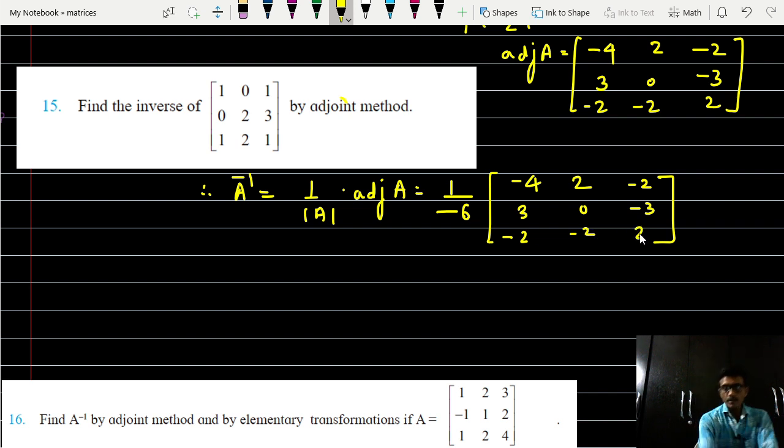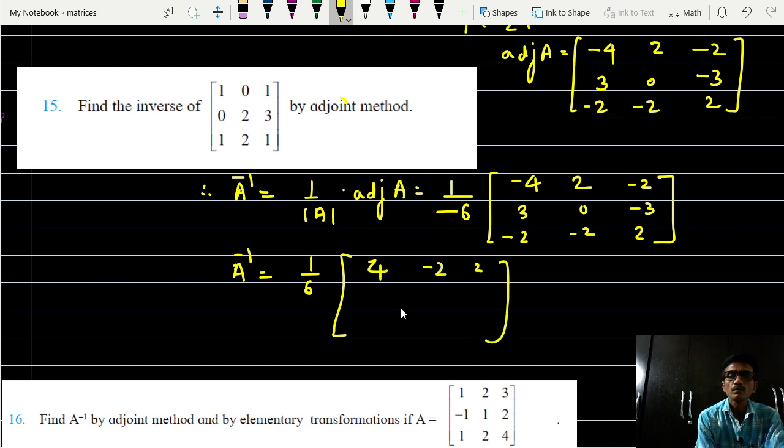We can simplify it by taking the minus sign inside the matrix, and we will write here A inverse is 1/6 times, पॉजिटिव करेंगे: 4, -3, 2, then -2, 0, 2 and 2, 3, -2. This will be the inverse of this matrix. 15 question.